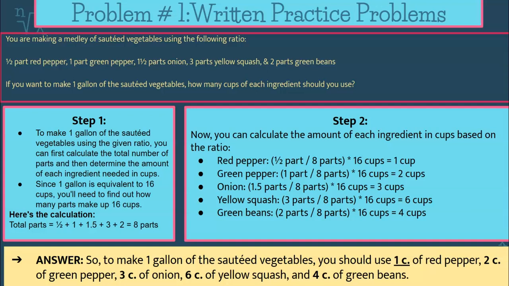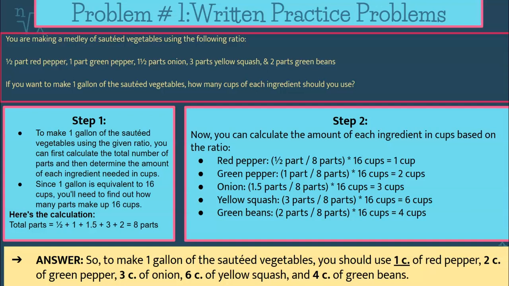But you're multiplying each part by 16 because you're making a total of 16 cups, or 1 gallon, of your sauteed vegetables. All right. So for each individual ingredient, you're going to take the part for that ingredient, divide by 8 because there are 8 total parts, and multiply by 16 because you are making 16 cups or 1 gallon. The rest of this word problem is asking how many cups of each ingredient.